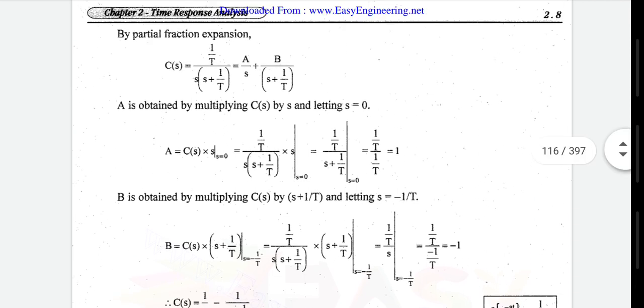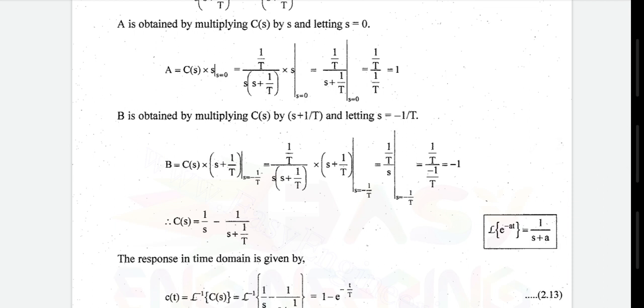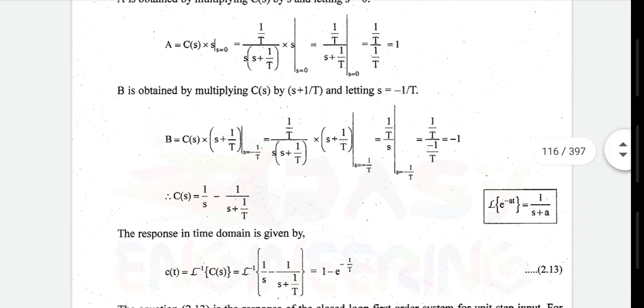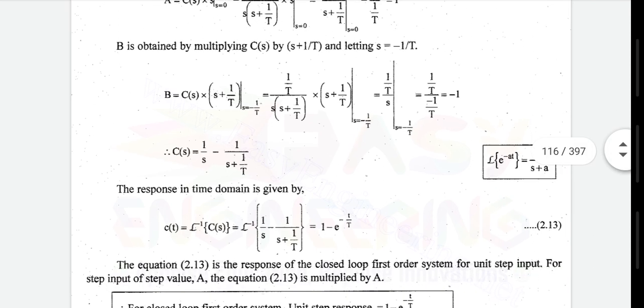Okay, substituting a and b values in the given c of s, you will obtain c of s is equal to 1 by s minus 1 by s plus 1 by t. So now the response should be in time domain. So you have to take the inverse Laplace transform. Okay, so c of s ki inverse Laplace transform apply చేస్తే ఏమొస్తుందమ్మా? So inverse Laplace transform of c of s is nothing but c of t. Okay, so c of t is equal to inverse Laplace transform of 1 by s minus 1 by s plus 1 by t.